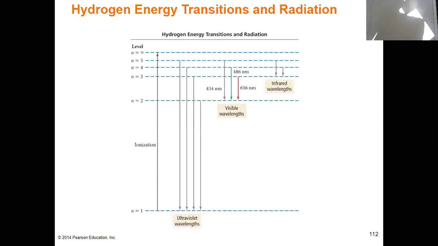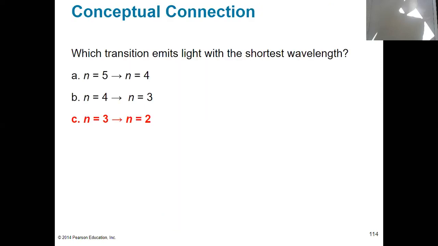If we look back here at 5 to 4, 4 to 3, and 3 to 2, clearly 3 to 2 is the biggest transition. So that's the most energy. So the shortest wavelength is equivalent to the most energy.